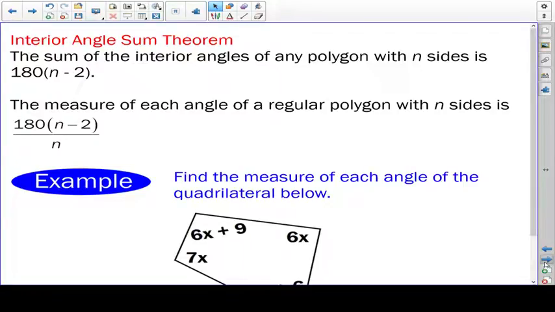So this is what this says right here. Sum of the interior angles of any polygon with n sides is 180 times n minus 2. If you have, this is a big if, a regular polygon, then every angle is going to be 180 times n minus 2, all divided by n. Okay?